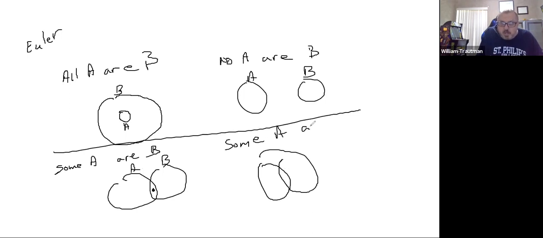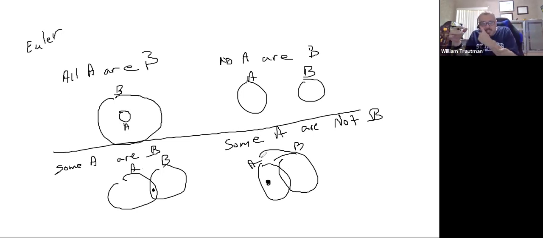Some A's are not in B. And these are the A's, these are the B's. But this is the region where the A's are not in the B's. So these are Euler's 4 statements.